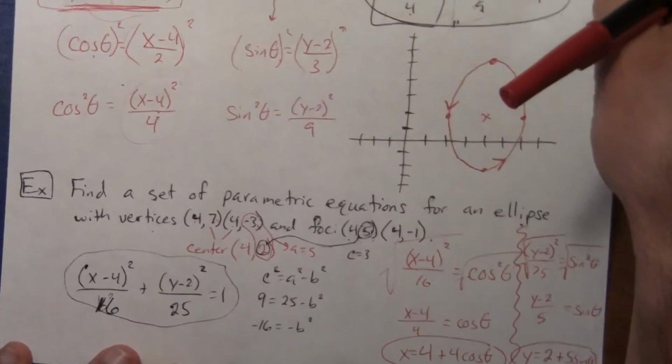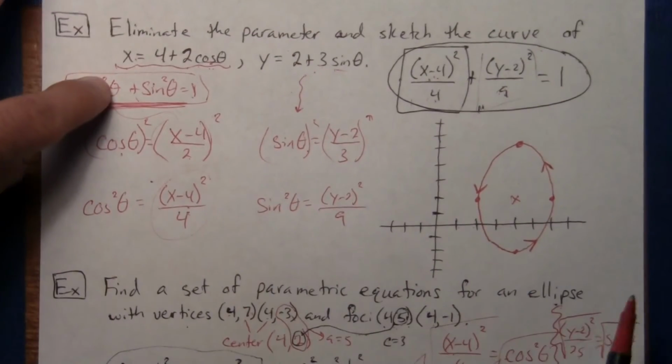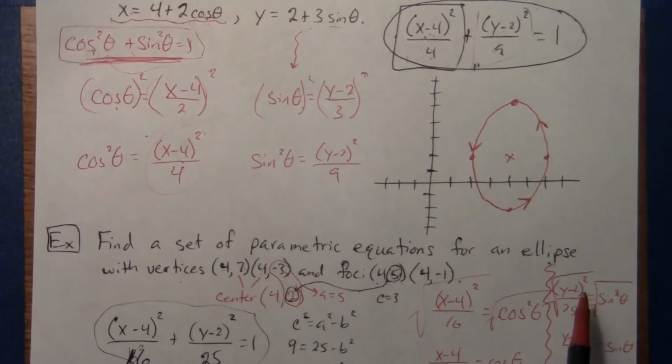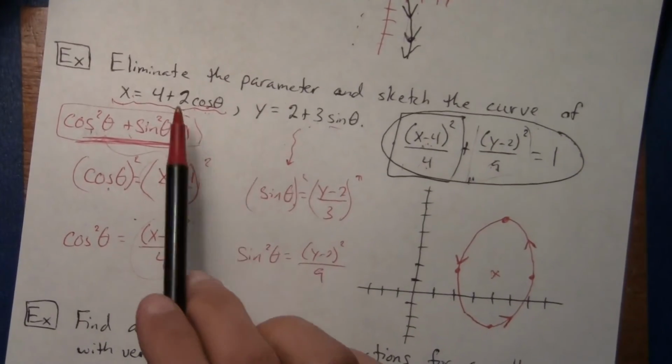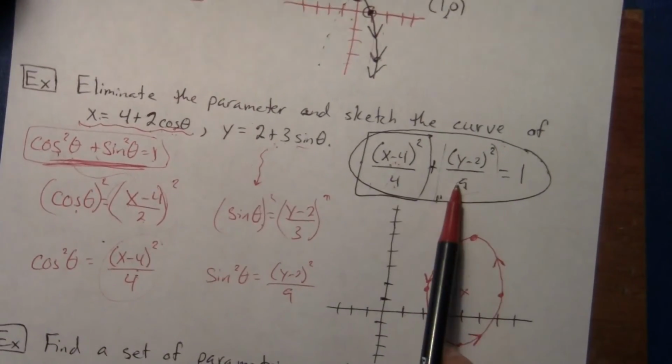Try to, if you can, go back and look at these two examples and see how similar they are. They're asking you to do the complete opposite. This one, they give you the parametric equations, you get it in standard form.